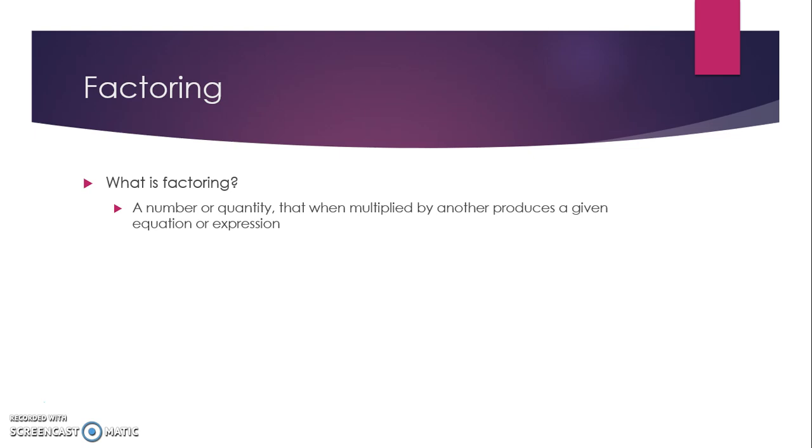Factoring is when you have a number or quantity that, when it's multiplied by another, produces a given equation or expression. So what you're looking for are two things that multiply to give you what you originally started with. If we put numbers to this, what are the factors of 12? You'll probably come up with several of them out of your head. Well, they are 1 and 12, because 1 times 12 is 12, 2 and 6, and 3 and 4. So each one of these individually is a factor of 12.